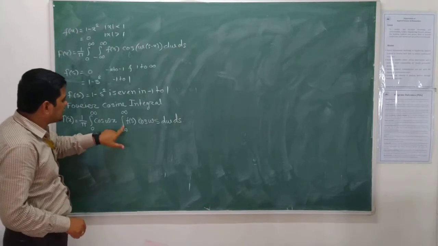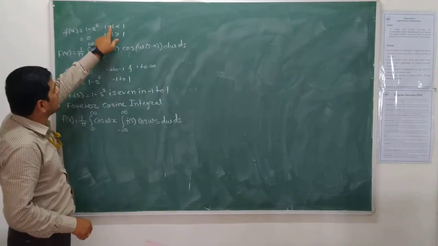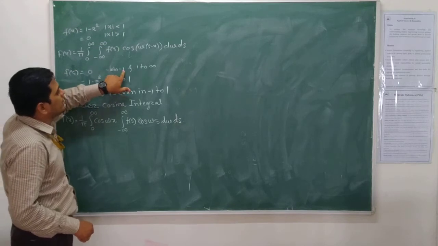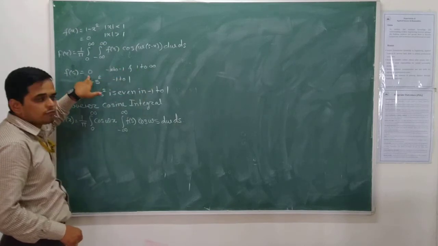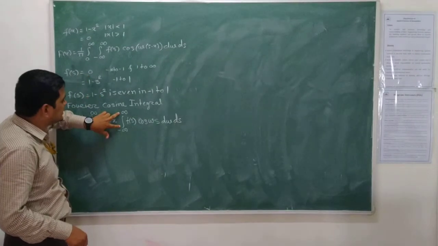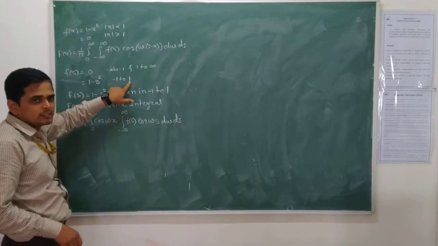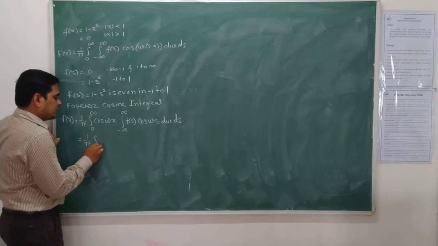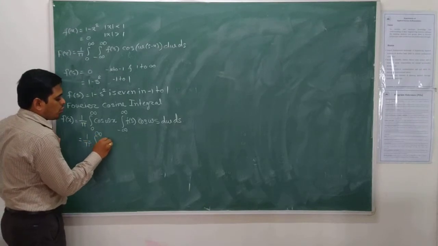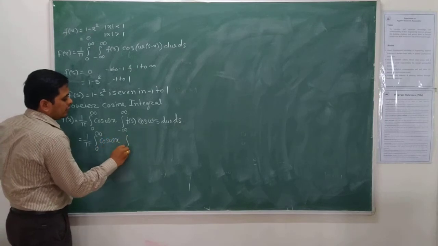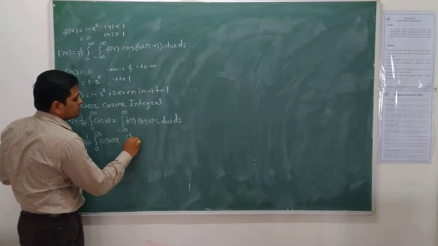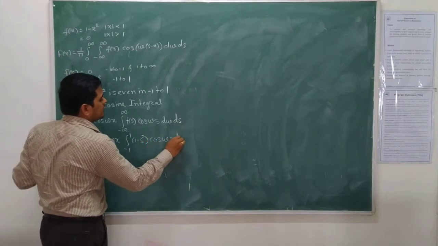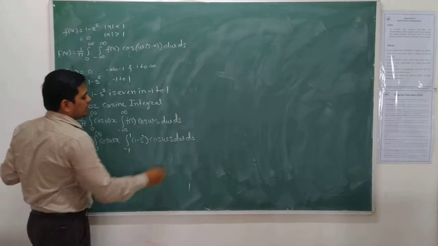Now you can observe that the interval minus infinity to plus infinity gets restricted, because for minus infinity to minus 1 and 1 to infinity the value of f of s is 0. Hence this interval is restricted to minus 1 to plus 1. So we get 1 upon pi, integration from 0 to infinity cos omega x, integration from minus 1 to 1, f of s which is 1 minus s square, into cos omega s, d omega ds.